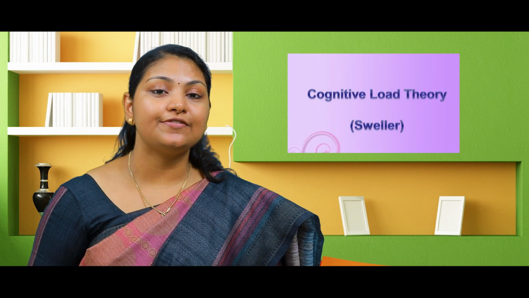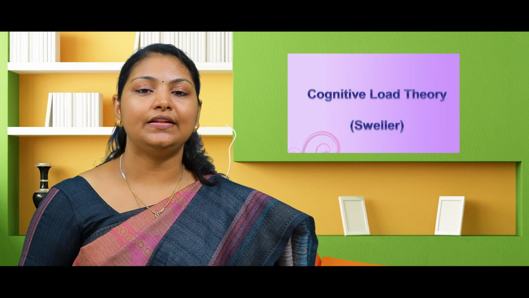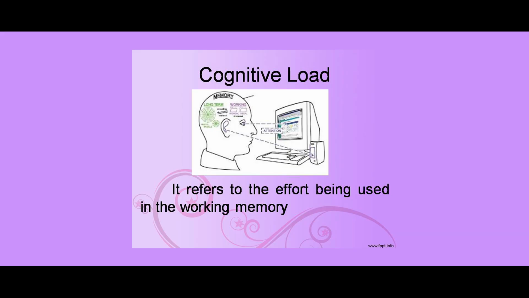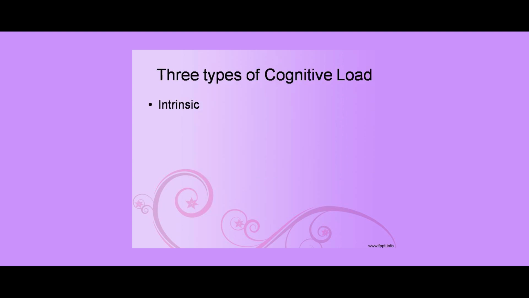The fifth information processing theory is cognitive load theory by Sweller in the year 1988. The term used in this theory is cognitive load. It refers to the effort being used in the working memory. There are three types of cognitive load: intrinsic, extraneous, and germane.